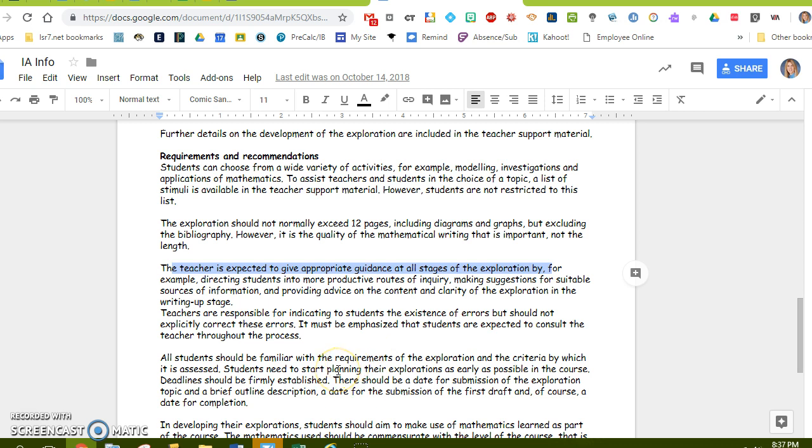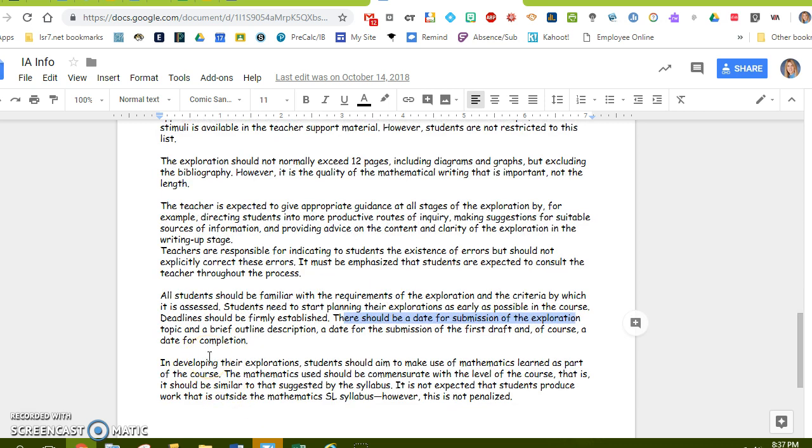The other thing that it talks about here, we're going to have a date for submission. Again, we've talked about that's going to be the end of this semester. You're going to have outlines, we're going to have a first draft, and then, of course, you're going to turn it in again next year.